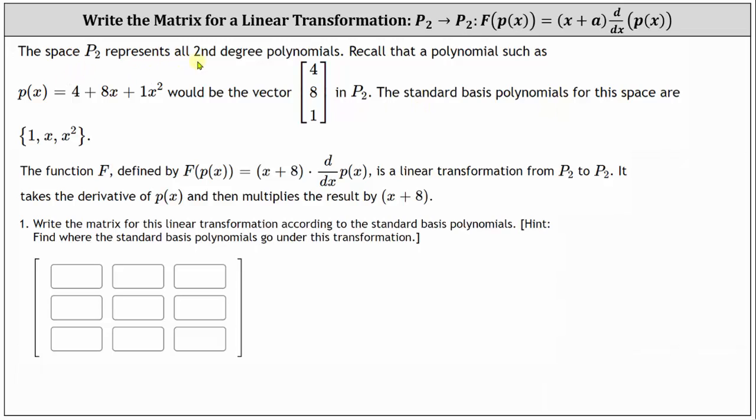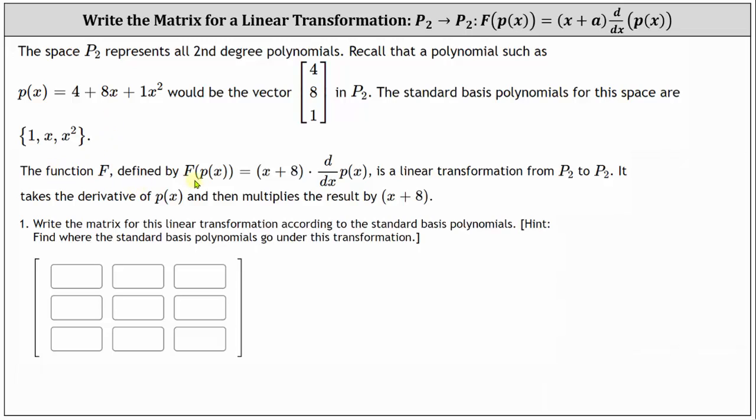The space P2 represents all second-degree polynomials. Recall that a polynomial such as p of x equals 4 plus 8x plus 1x squared would be the vector 4, 8, 1 in P2. The standard basis polynomials for this space are 1, x, and x squared. Also remember 1 would be the vector 1, 0, 0, x would be the vector 0, 1, 0, and x squared would be the vector 0, 0, 1.